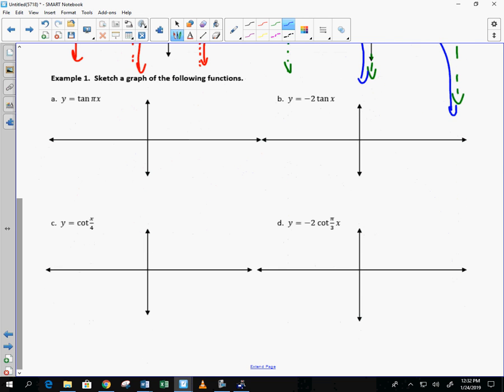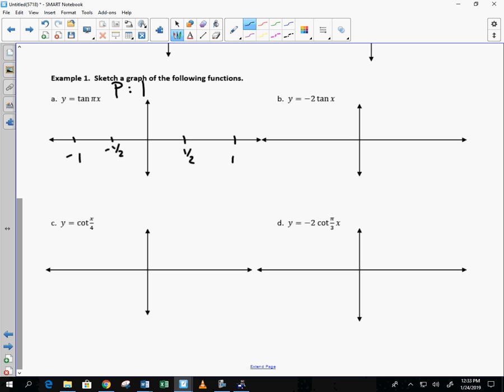Let's consider then these. You always start by identifying the period. What is the period of letter A? One. I take pi divided by b, and pi divided by pi is 1. So I mark off 1 and negative 1. Divide into how many parts? 2. It takes 2 quadrants to repeat itself.